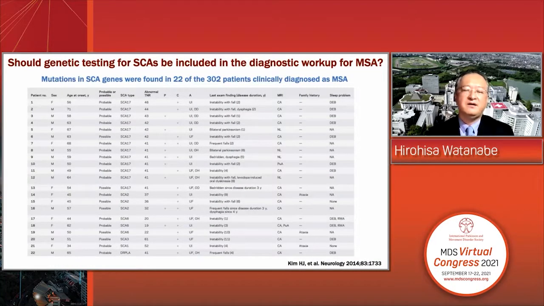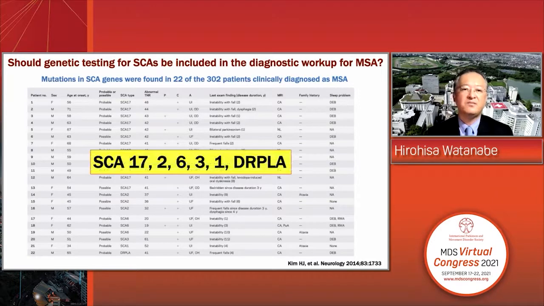However, even in a patient with cerebellar ataxia and autonomic failure, we should consider the possibility of SCA. In this study, mutations in SCA genes were found in 22 of the 302 patients clinically diagnosed as MSA in Korea. Particularly, SCA17, 2, 6, 3, 1, and DRPLA should be considered.